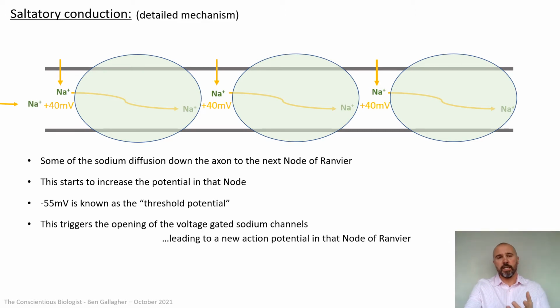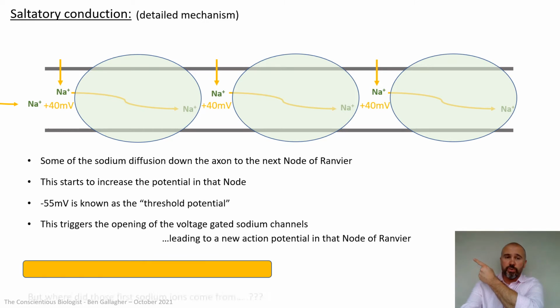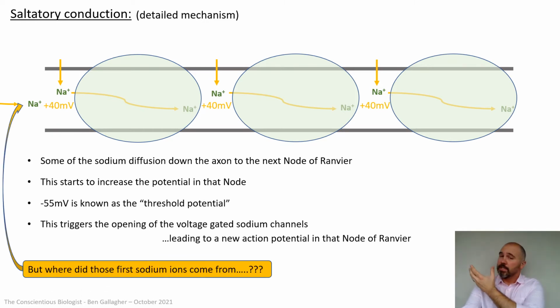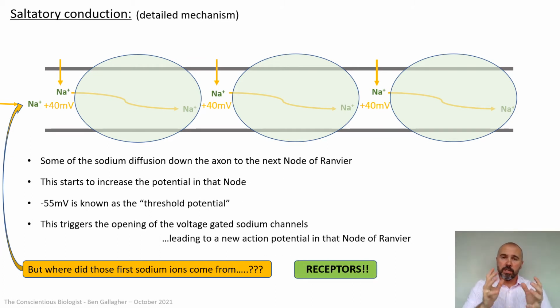What we're interested in this video is way over there. Look, where did those original sodiums come from? That's the key thing to understanding receptors, because they generate the first action potential. So let's start looking at the first one of those, which is a Pacinian corpuscle.